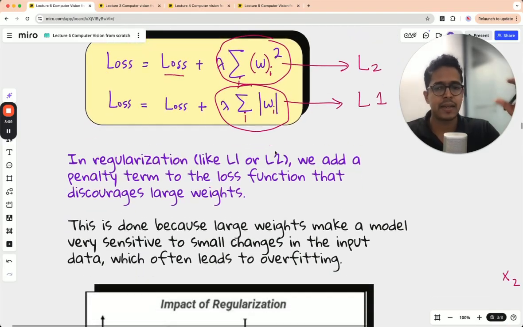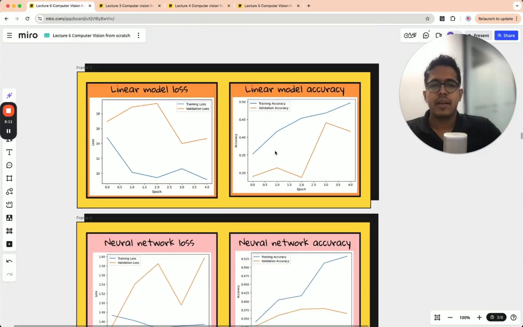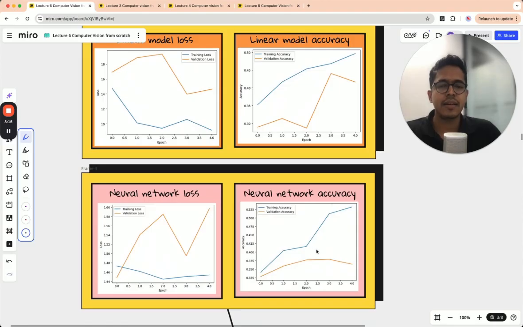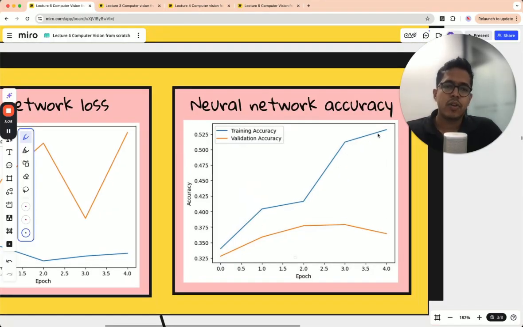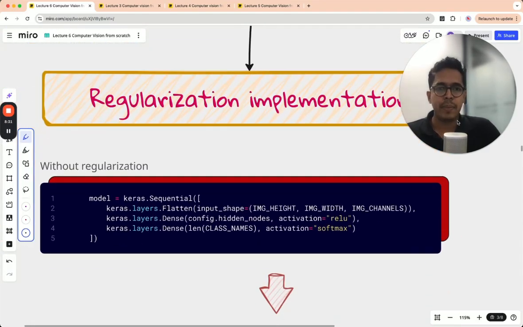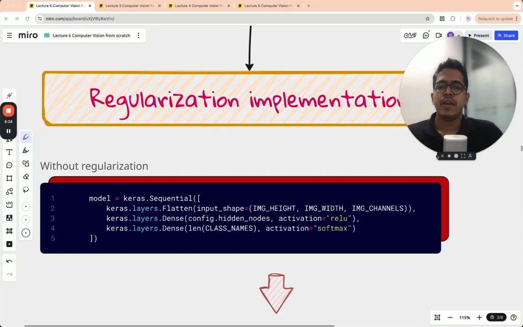Let's not discuss that. Now, here, what we want to know is, can L1 regularization make our validation accuracy better? Can it reduce overfitting? Because here the training accuracy is keeping on increasing, whereas the validation accuracy is decreasing. Can this regularization do that? So let's see how to implement regularization in our model. Our code does not change even slightly to implement regularization. Implementation is very, very easy.